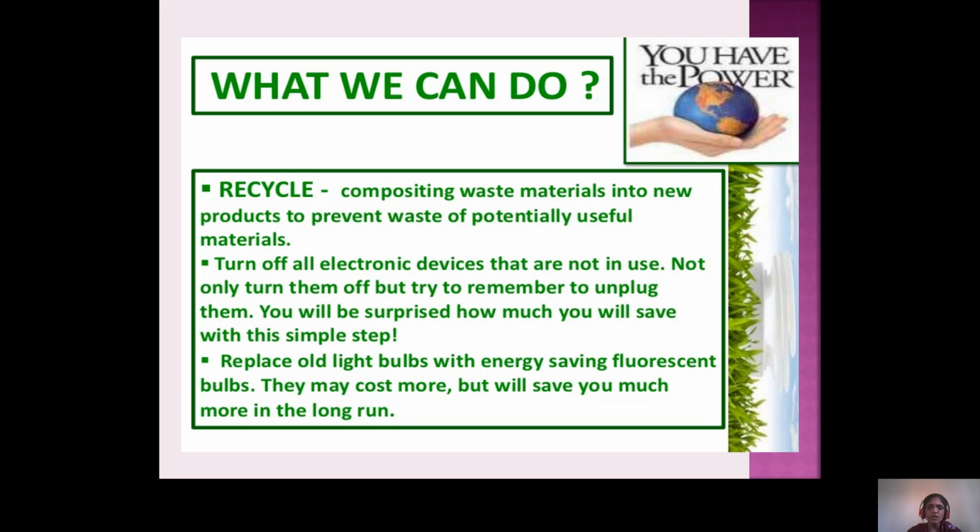What that means is, when you switch off or unplug, you will see how much energy will be saved. And present CFL lights must be there, because old lights consume more energy. So replace old lights; the cost of a CFL is more, but you save much more energy.